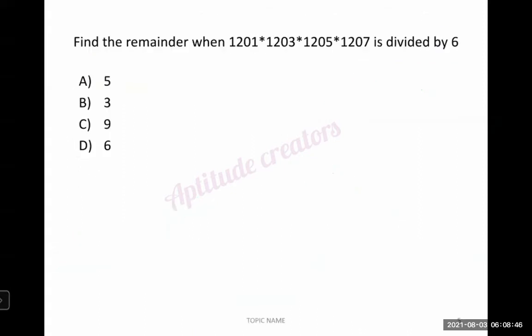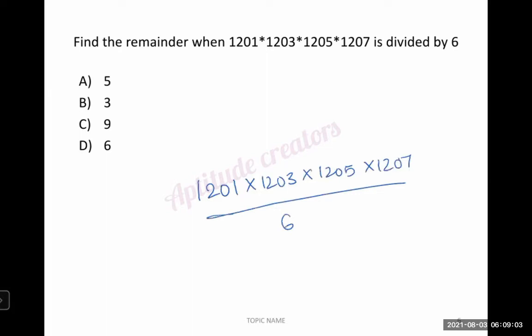Moving forward to next. Find the remainder when this number is divided by 6. Right? Now 1201 into 1203 into 1205 into 1207 is divided by 6. If I consider them individually, like calculating 1201 into 1203, it will take more time, right? Then I'm not going with the traditional approach. So here I'm going with a shortcut trick, that is, considering them individually.